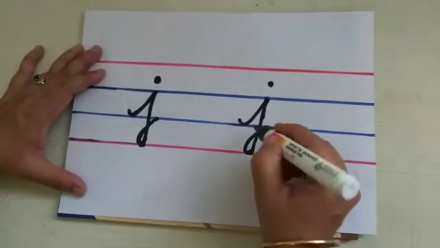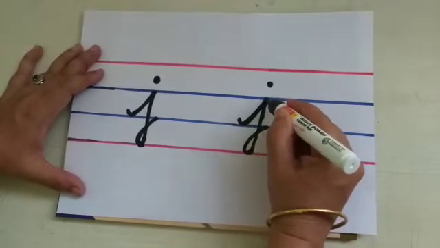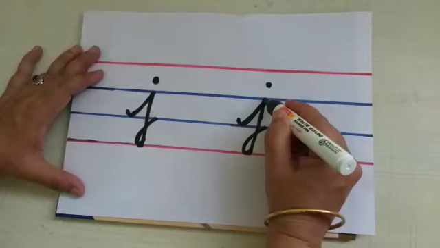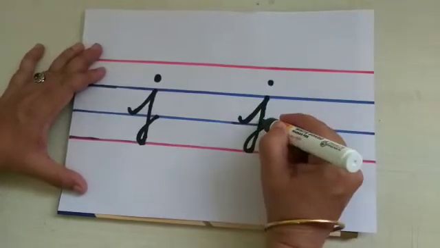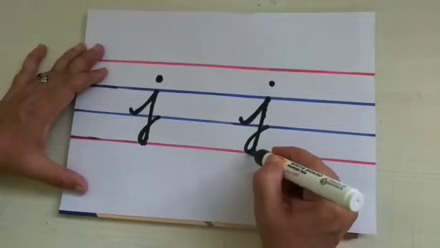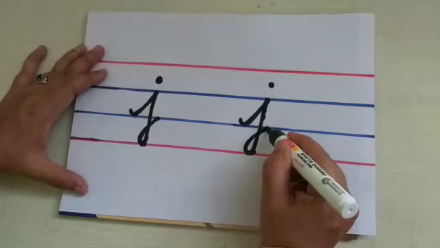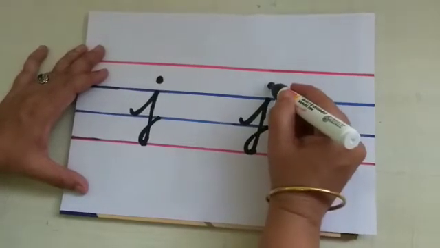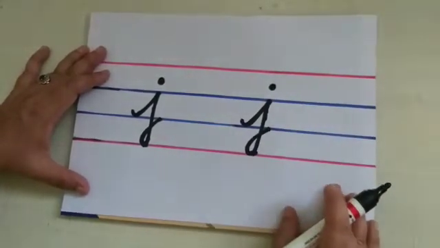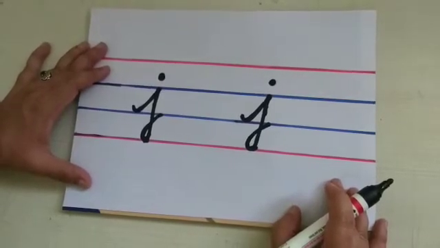Once again we will write. Make a small curve. Go up to the second blue line. Come down to the fourth red line. Down, children. Now take a turn. Go and join this blue line and put a small dot. This is small cursive J.